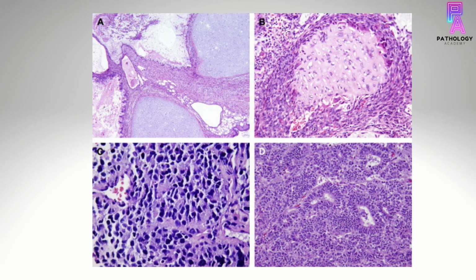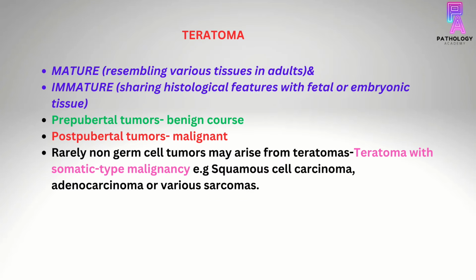On microscopy, there is presence of cartilage, bone, neural tissue, stratified squamous epithelium, bronchial mucosa, glandular elements, skin adnexal structures, etc. So there can be a combination of multiple elements in these tumors. The teratomas are of mature and immature type. In mature teratomas, generally tissue structures resemble tissues in adults, and in immature teratoma, the tumor tissue generally resembles fetal or embryonic tissue. The prepubertal teratoma tumors have a benign course, and postpubertal teratoma tumors have a malignant course.